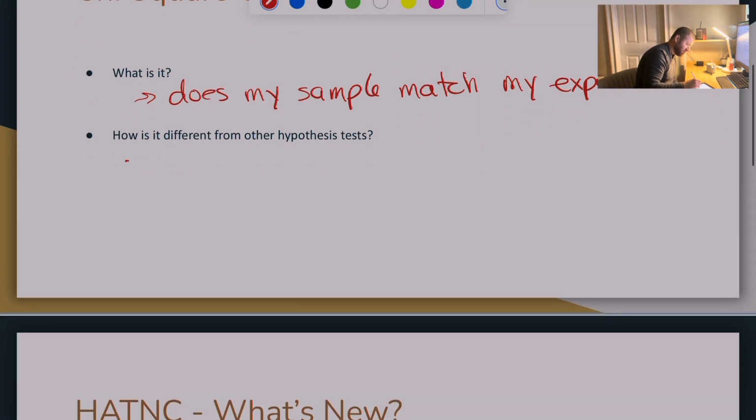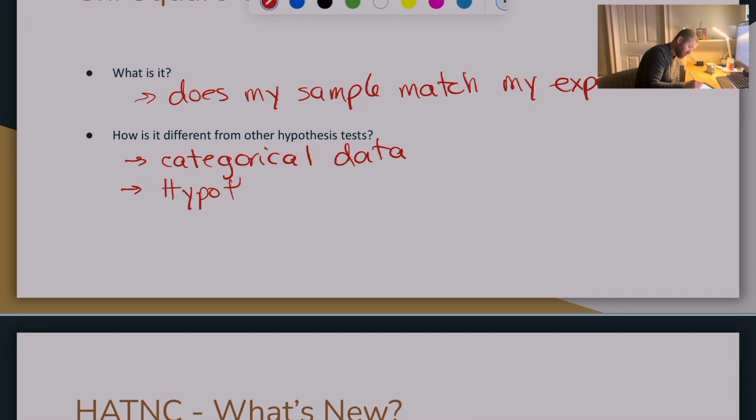So it's different in two ways. One is that this is all for categorical data, right? And the other way is that my hypotheses are now in words, as opposed to saying something like mu equals 5, or mu1 equals mu2, or p equals 0.7. It's now sentences as opposed to numbers.